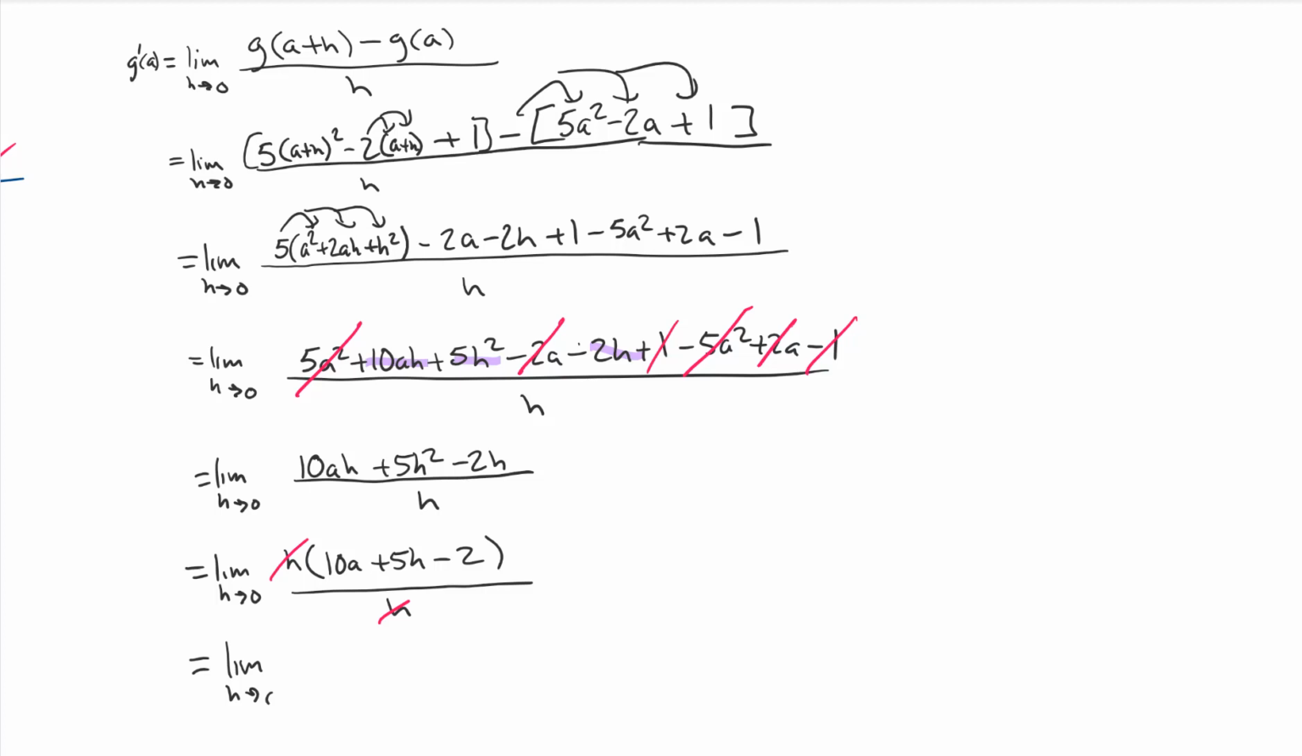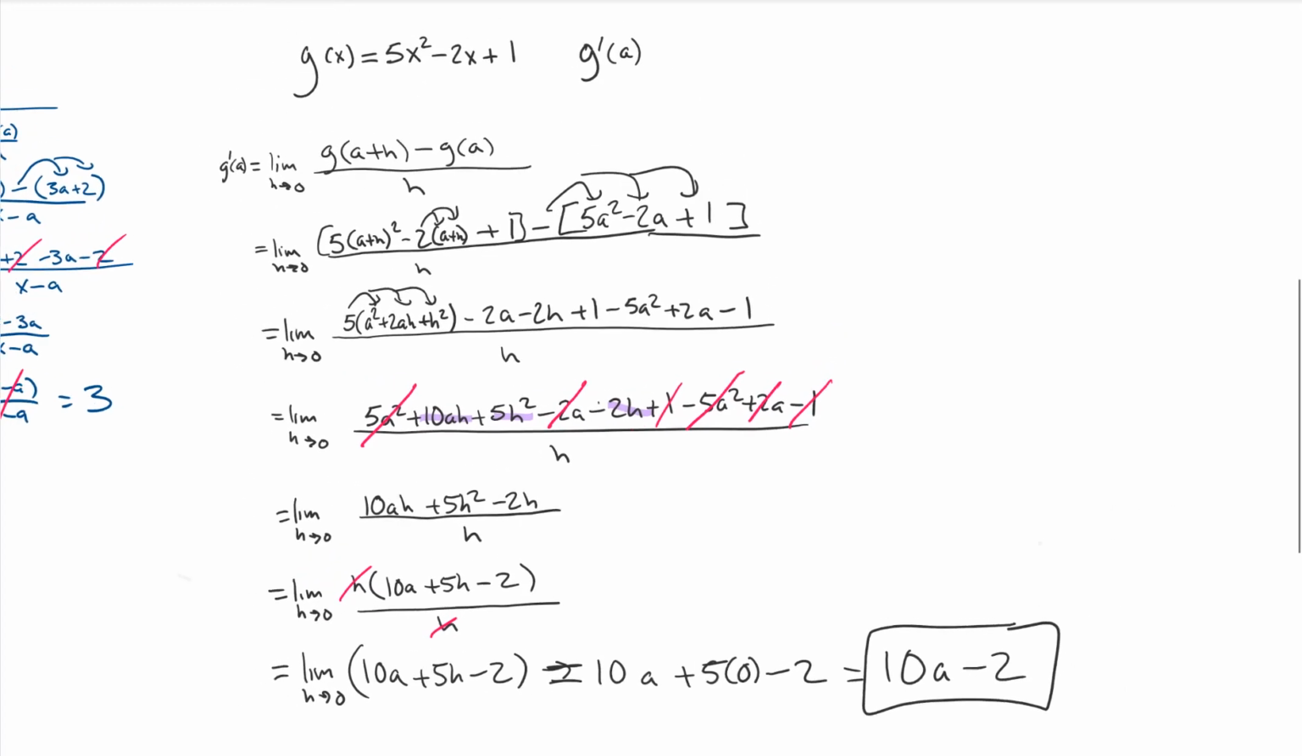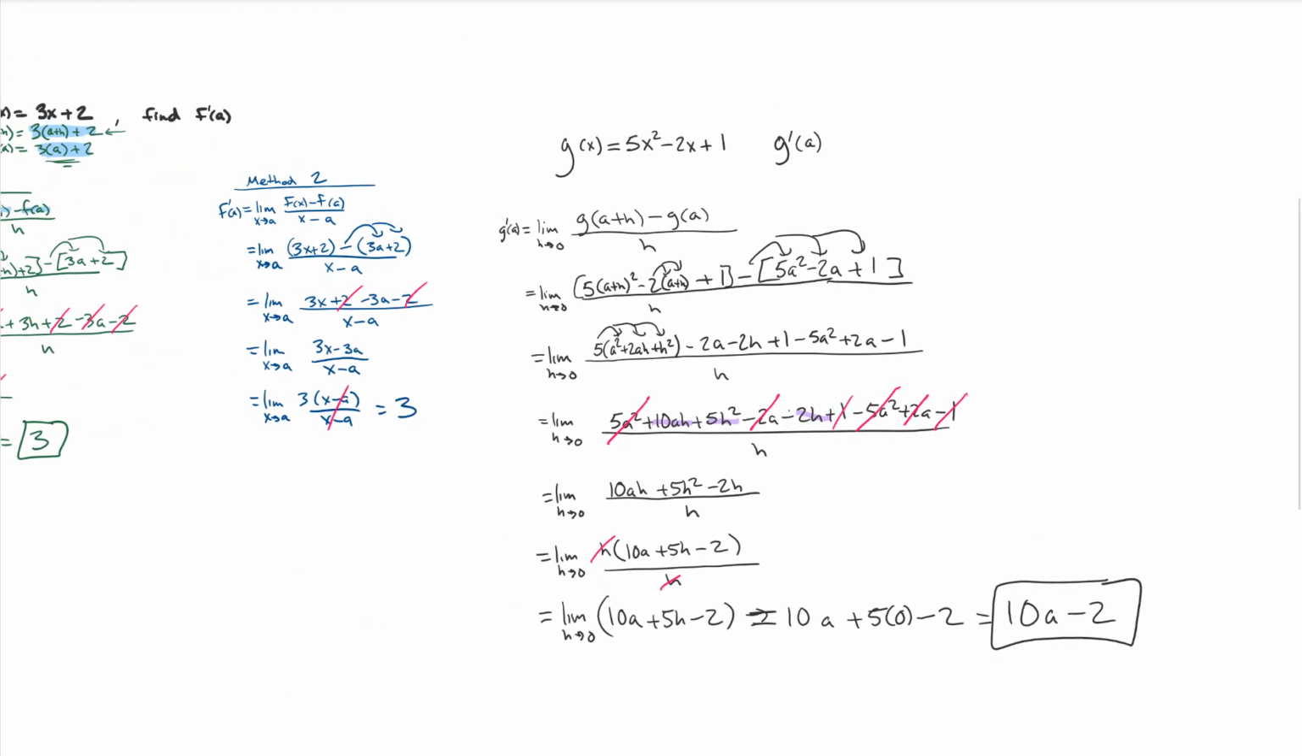So we're left with the limit as h tends towards 0 of 10a plus 5h minus 2. There's no denominator, so there's no problem. Let's just plug in our 0, and we see that we get 10a plus 5 times 0 minus 2. So our answer is 10a minus 2. There it is. I'll be anxiously looking forward to seeing your work to do this on your first exam when you write it down, and I have to see you do all this.